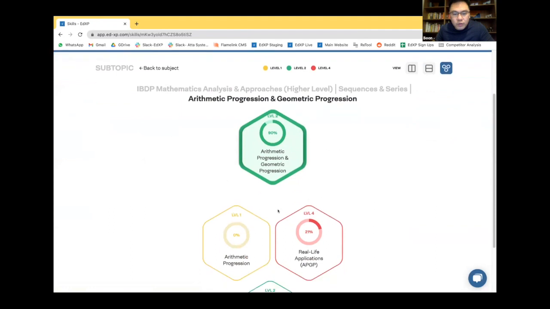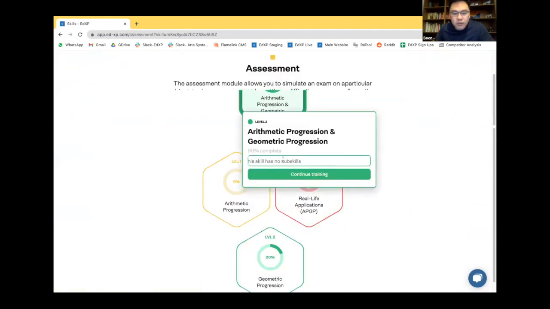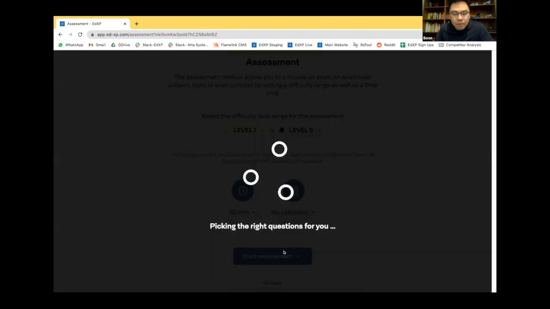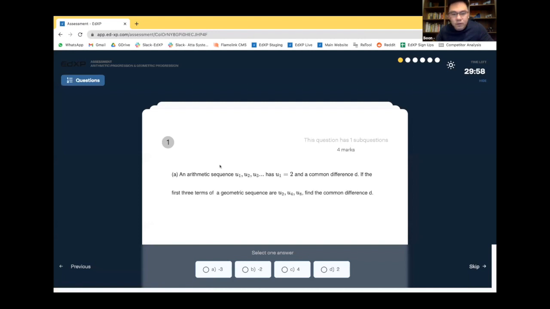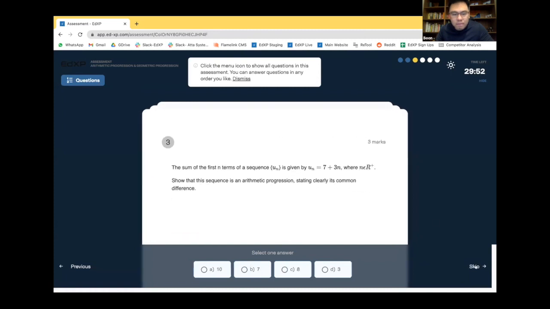And also you can choose to assess even at the sub-concept level. You can even take an assessment for this sub-concept and test your understanding of this topic. So these are some of the questions that you can try.